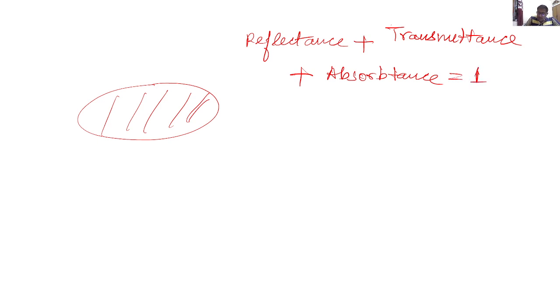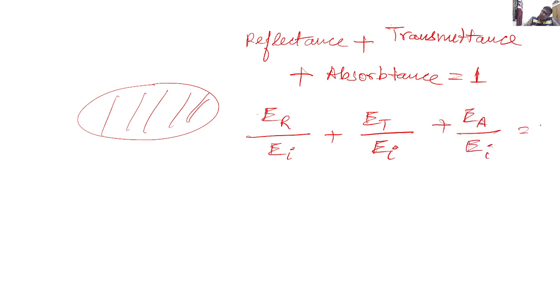Reflectance means the amount of radiation which is reflected out of the body divided by the initial radiation incident on the body. Transmittance means the amount of radiation which can be transmitted through the body divided by the total amount of incident energy. And absorptance means the amount of radiation absorbed by the body to the incident total radiation on the body. So, let us suppose, ER by EI plus ET by EI, where EI is the incident radiation on the body, plus EA by EI equals 1. This is what it states.